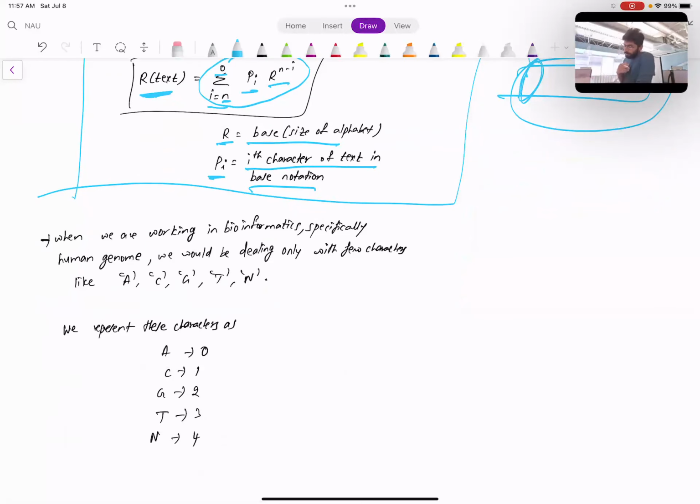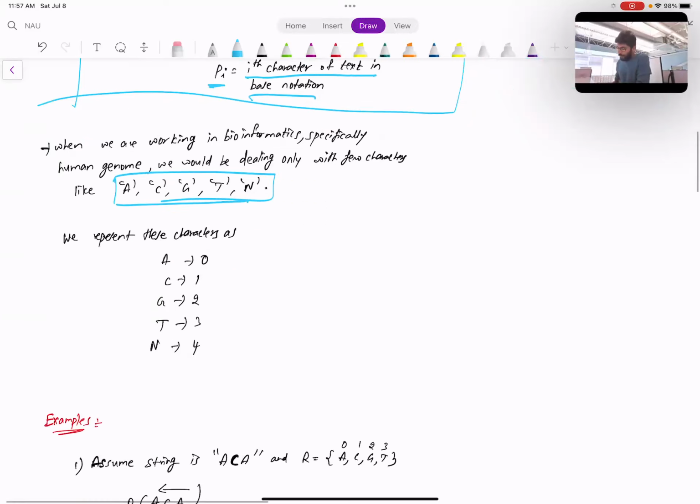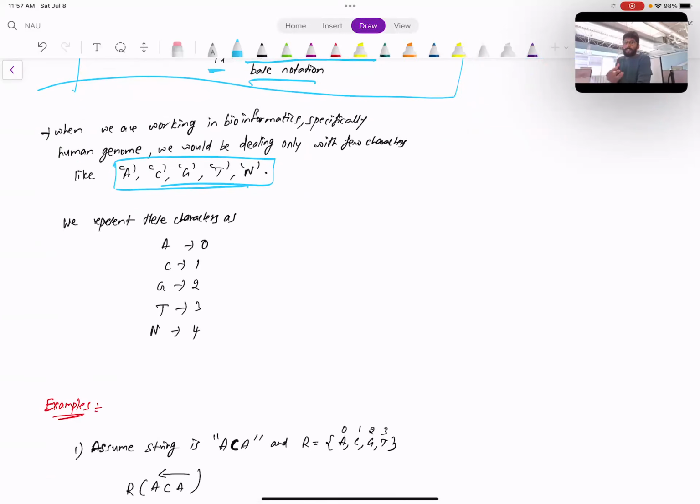Now, when we are working in bioinformatics, specifically the human genome, we would be dealing only with a few characters, which include A, C, G, T, N. There could be some other characters also, like K, if you don't know anything, but that is fine. Majorly, you would be dealing with only these 5 characters: A, C, G, T, N. So obviously, we'll represent these characters as integers so that hashing and the conversion to Radix notation would be easy. In the examples, we will consider A as 0, C as 1, G as 2, T as 3, and N as 4. So this is the representation of characters.